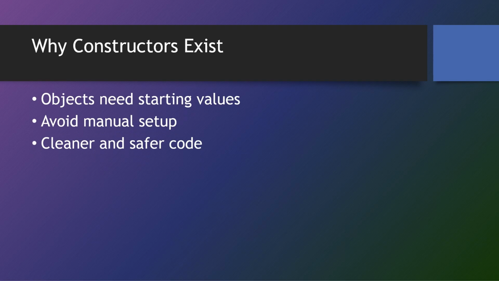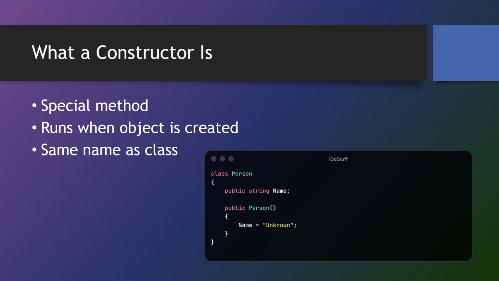What a constructor is: a clear explanation. A constructor is a special method that runs automatically when an object is created. You don't call it yourself. C# calls it for you. A constructor always has the same name as the class, has no return type, and runs once when the object is created. Its job is to initialize the object.